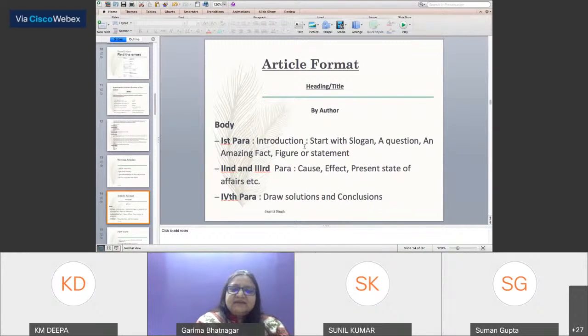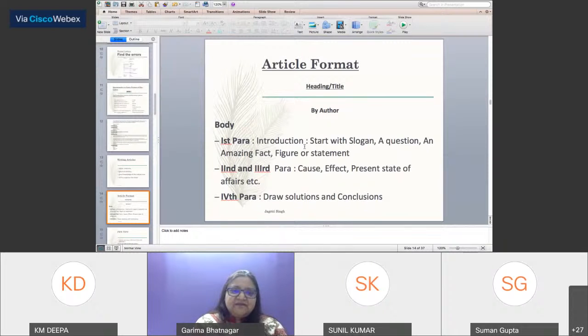The second and third paragraph could talk about the cause, effect, and present state of affairs, whatever the topic is: the cause of the topic, the present state, what the topic is about, how it matters. So the second and third paragraph could be talking about that and the effect of whatever is happening. How does it look in the current scenario?